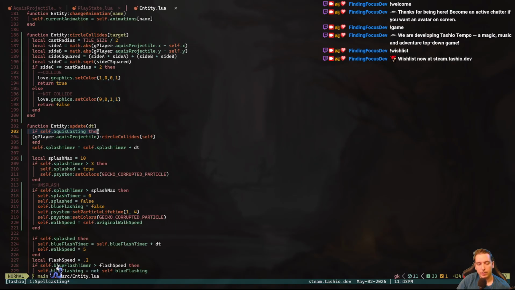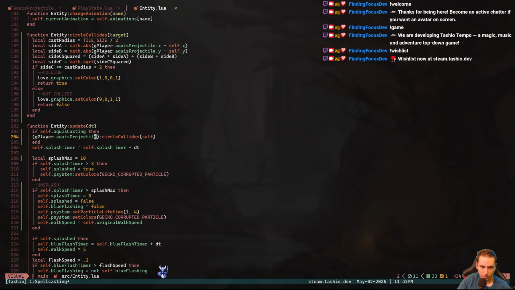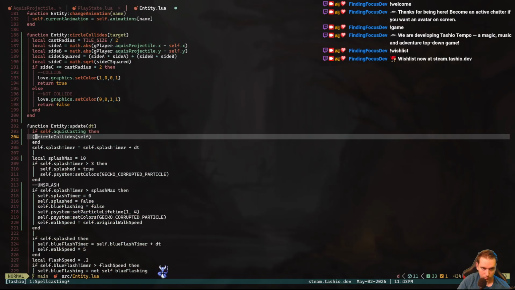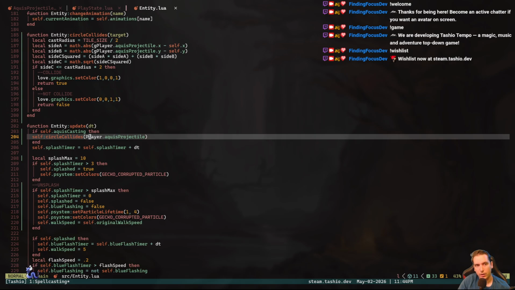Well, if we are aqueous casting, we're going to go ahead and run that method. And the thing is, we can't run circle collides here. Okay, so circle collides is only a method on an entity, so we're saying on the entity, run your circle collides method. Target is an aqueous projectile.